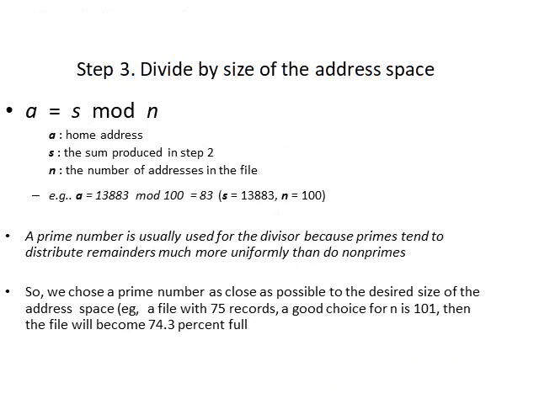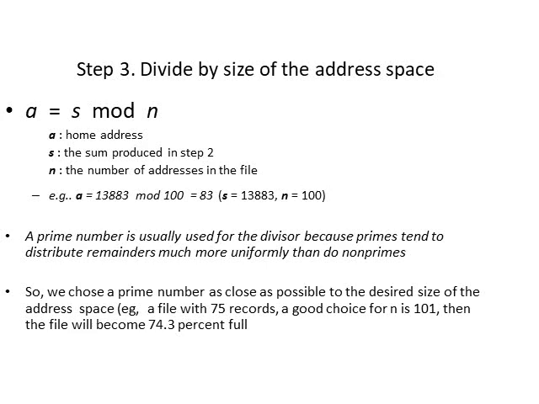Now what is the third step? In the third step you are going to divide by the size of the address space, right? How can I do that? I have a formula A is equal to S mod n, where A is the home address, the actual address you are going to find. S is the sum product in step 2, whatever answer you got in step 2, that is S, and n is the number of addresses in the file.